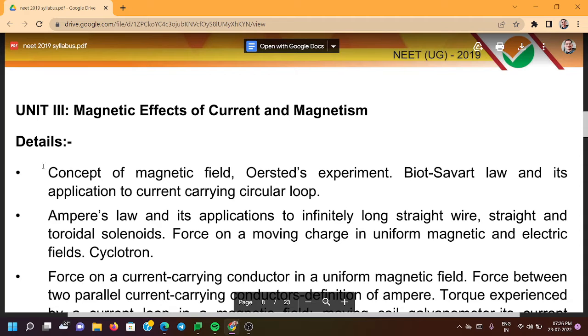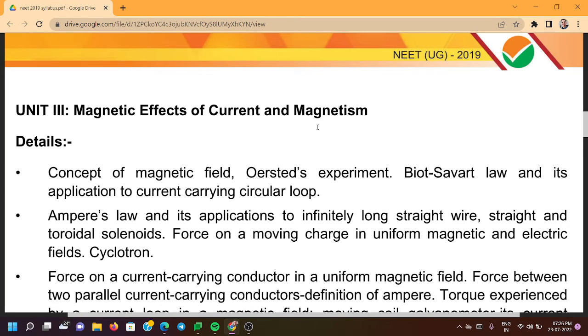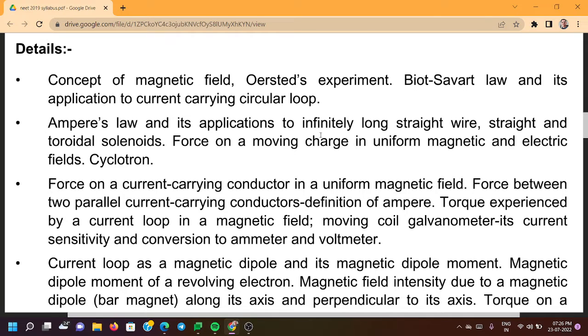Physics class 12th, unit 3, magnetic effects of electric current and magnetism. Concept of magnetic field. Oersted experiment. Biot-Savart law and its application to current carrying circular loop. Ampere's law and its application to infinitely long straight wire. Straight and toroidal solenoids.